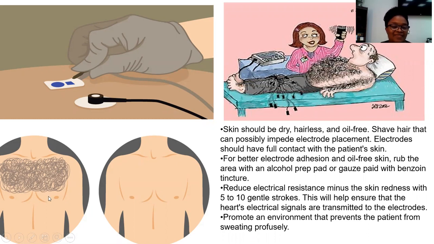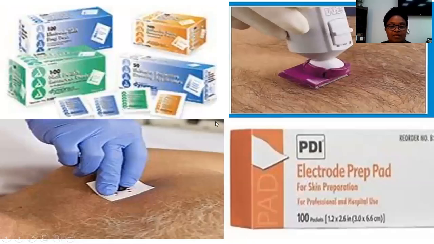Okay, and then here you see the hairy chest versus the chest that is smooth or freshly shaven. Here again are some samples of those skin preps that you may see in the facility here, and also showing you how to prepare the skin with your trimmer.